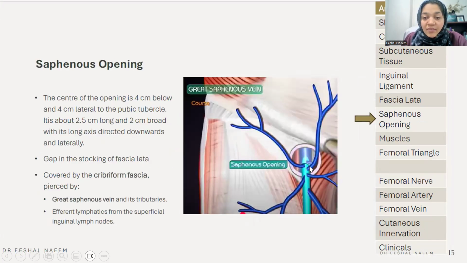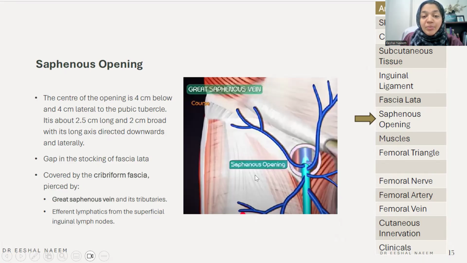Now, to see the saphenous opening more clearly, this is your inguinal ligament, and this is the saphenous opening. The saphenous opening is centered 4 centimeters below and 4 centimeters lateral to the pubic tubercle. It is about 2.5 centimeters long and 2 centimeters broad, with its long axis directed downwards and laterally. This is basically a gap in the stocking of fascia lata.